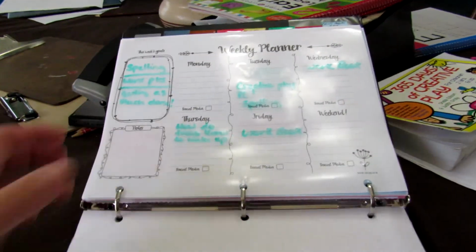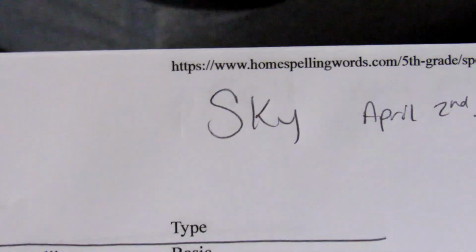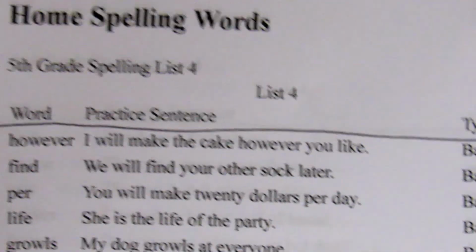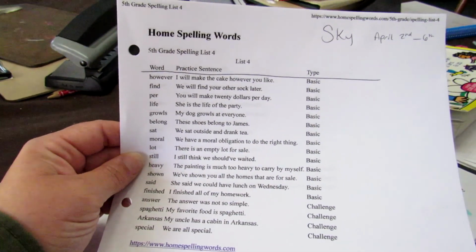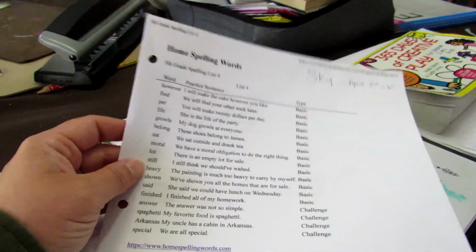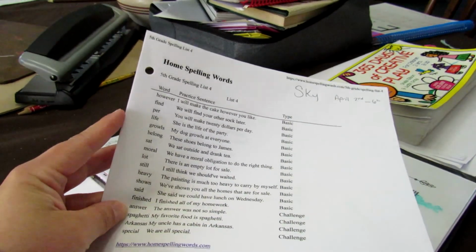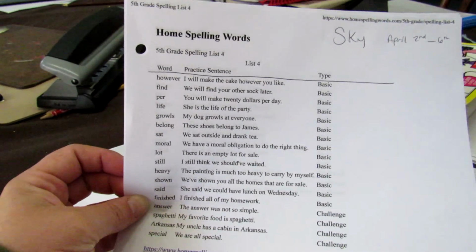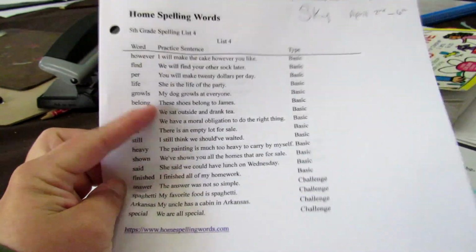And I get their spelling words off of homespellingwords.com, and they have different lists. So they're on list 4, and it gives them the words, the practice sentence, and stuff like that. And then the type, which is basics, and then their challenge words. And I don't know what grade they go up to, but I know kindergarten through 5th. I think they go up a little bit more, but this is what we do. And then I have one for each of them to do.